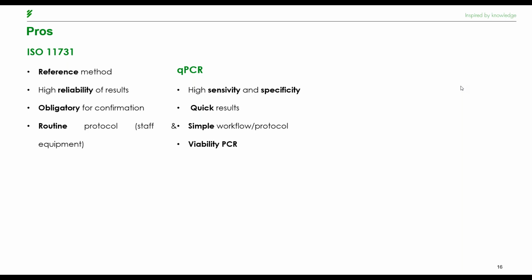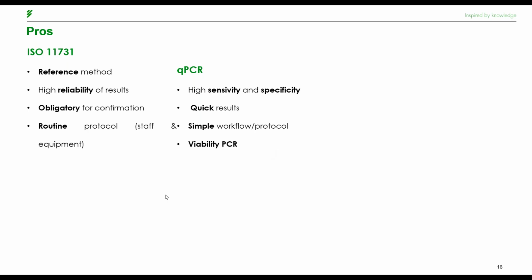On the other hand, we have a method that is quicker, obviously, with a high sensitivity and specificity. Specialty equipment is required, but the protocol should be simple enough to follow. Also, there are some viability PCRs available that include a reagent to block any free DNA in the sample, meaning any dead Legionella that wouldn't grow in a culture won't be amplified, thus avoiding false positives.